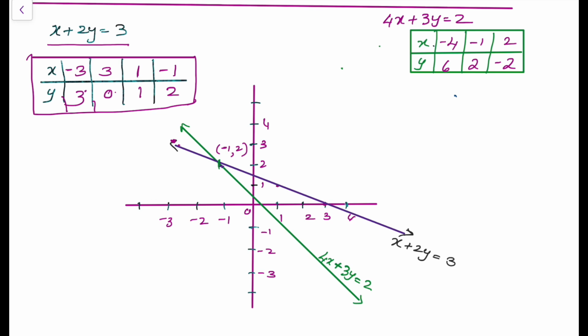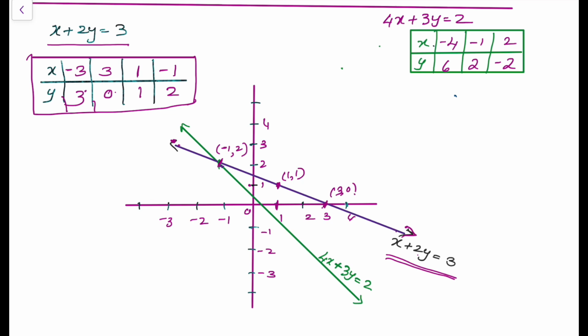Then minus 3 and 0, 3 and 0 is this point. Then 1, 1 will be this point, that is 1 on the x axis and 1 on the y axis. This point will be 3, 0. Then minus 1 on the x axis and 2 on the y axis, so that will be this point, minus 1, 2. So join the points, and you will get the line x plus 2y equal to 3. Write down the equation at the side of the line.